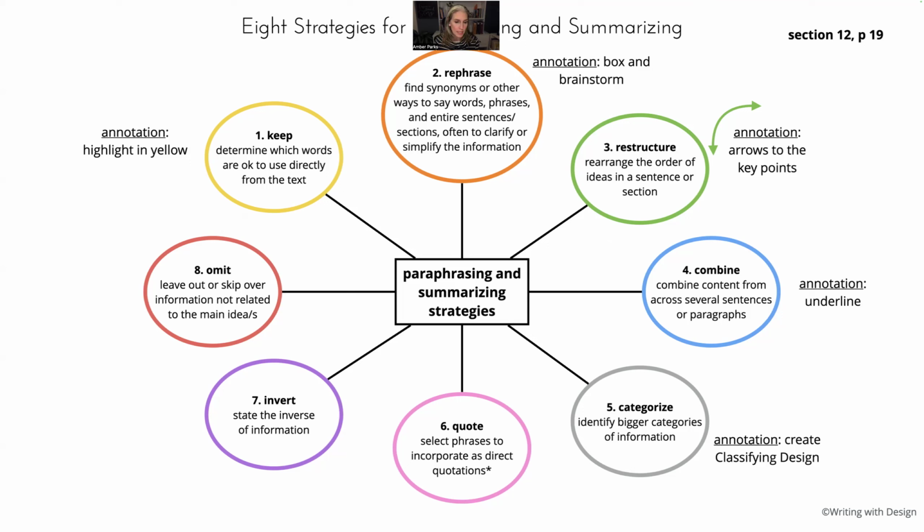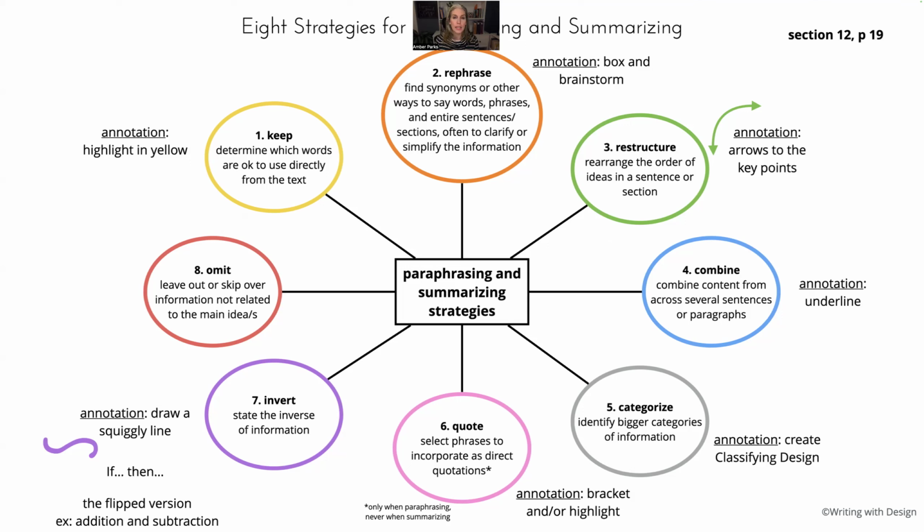To invert, to state the inverse of information, is really to think about a flipped version of that. Oh, and back to number 6, we bracket or highlight in pink on this one. And then to invert, we just draw a squiggly line in purple. So we're going to give the flipped version, not the opposite. We're not telling incorrect information. We're not making up information. But what we're thinking about is like subtraction to addition, right? It still is related. It's just the flipped or the inverse operation in that case.